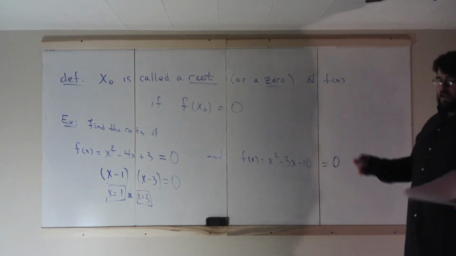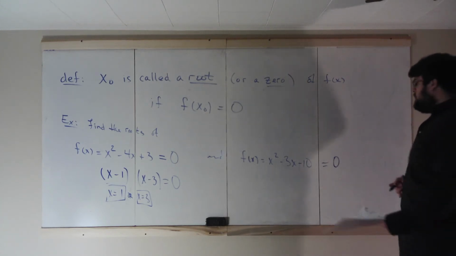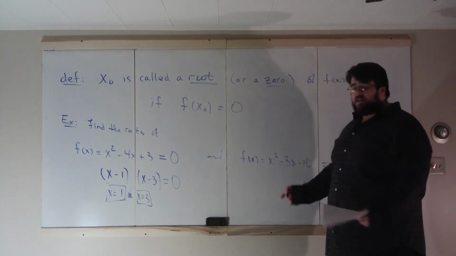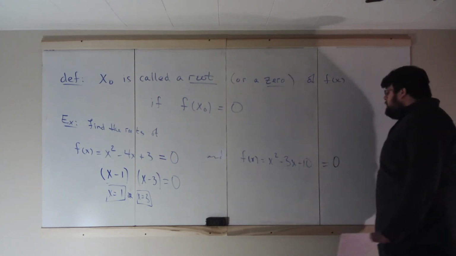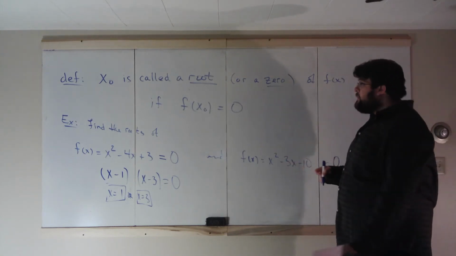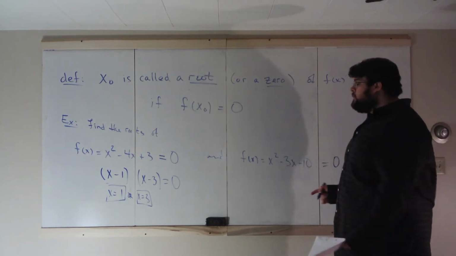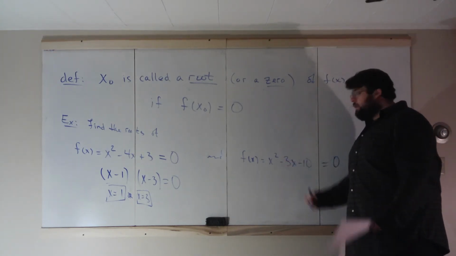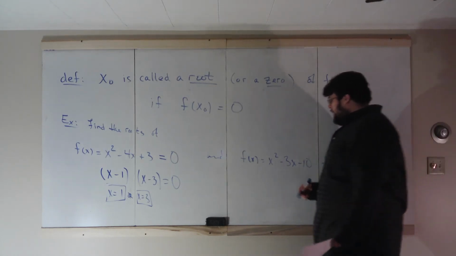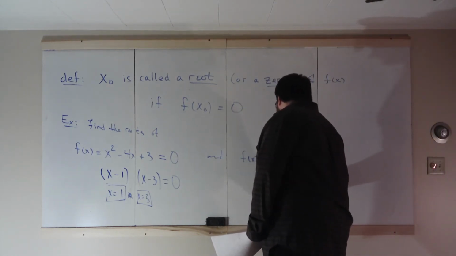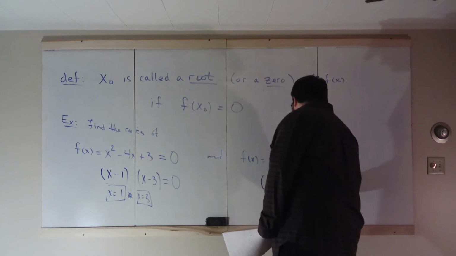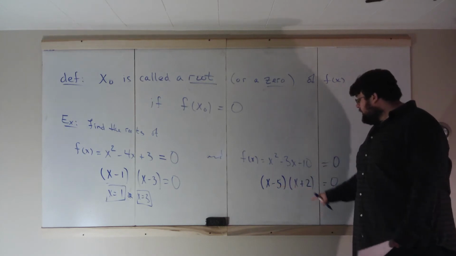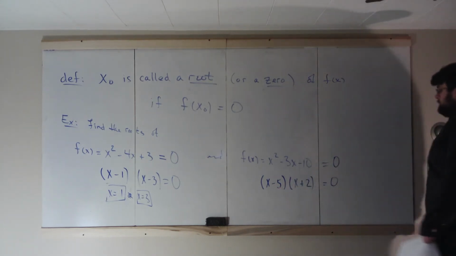Well, 10 and 1 make 10, but 10 and 1 don't make 3. 5 and 2, you can use a 5 and a 2 and make a 10. You can use a 5 and a 2 and make a 3. Do the negatives work out well? Well, to make a negative 3 with a 5 and a 2, we would need a negative 5 and a positive 2. And negative 5 and positive 2 make a negative 3. Negative 5 and positive 2 make a negative 10. So we can factor this as x minus 5 and x plus 2 equals 0. So these two make a 10, and these two make a negative 3.